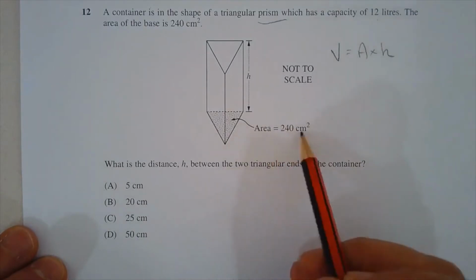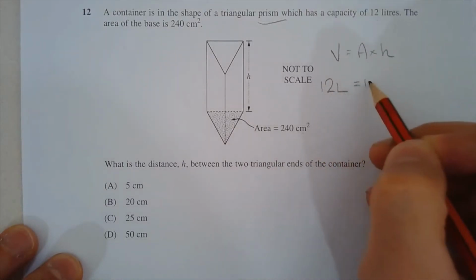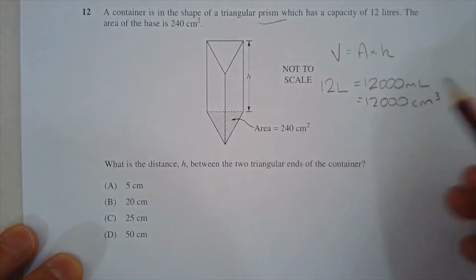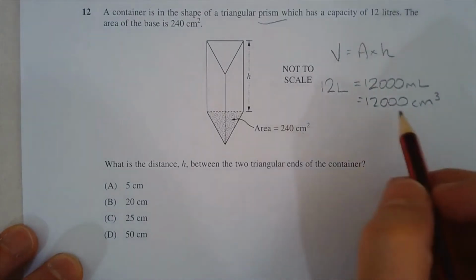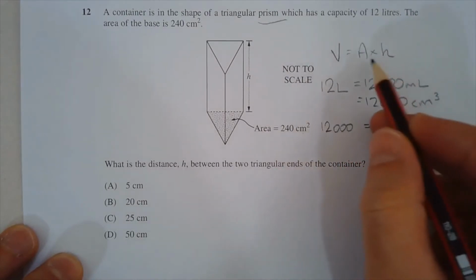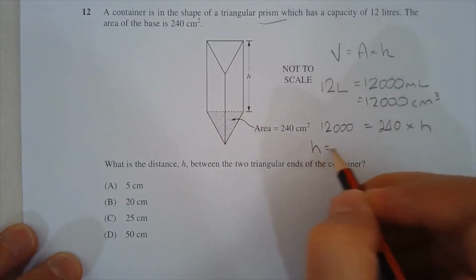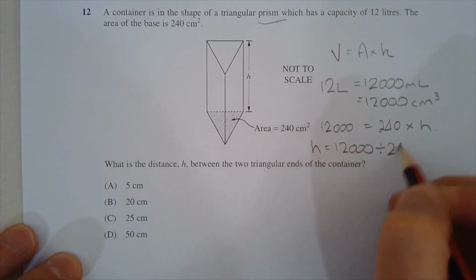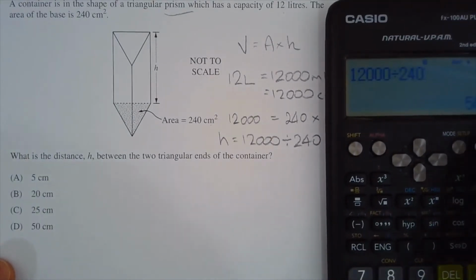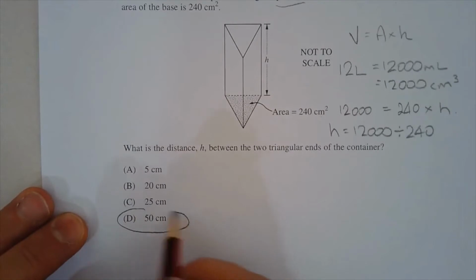So we need to convert this 12 litres into units of volume. Now, since the area is in square centimetres, we want the volume in cubic centimetres. So 12 litres is equal to 12,000 millilitres, which is equal to 12,000 cubic centimetres. It's nice to know that 1 millilitre is equal to 1 cubic centimetre. Now let's apply the formula and solve for h. So 12,000 cubic centimetres is equal to the area of the base, this area here, which is 240, multiplied by h. h is equal to 12,000 divided by 240. Okay, and just quickly calculate that. 12,000 divided by 240, and we get 50 centimetres. So, answer D.